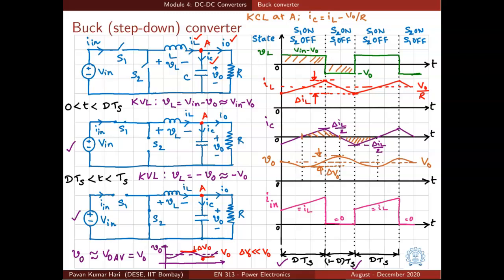The input current is not a pure DC waveform. It goes all the way from 0 to the peak value of IL, which is the average value VO by R plus delta IL by 2. That is the peak value of input current. So we are not drawing a smooth input current from the DC source in the case of a buck converter.